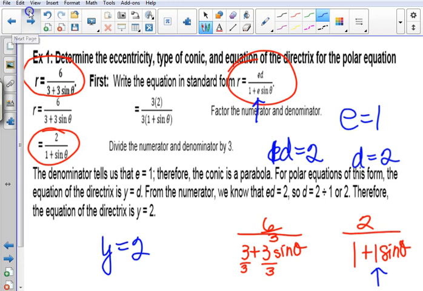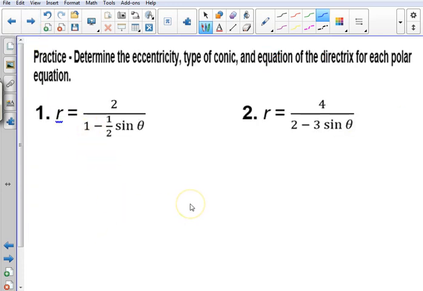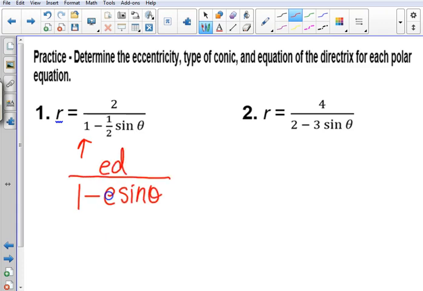Now you're just looking at me like, I don't get it. All right, let's try this one. It's not fun, huh? I think it's easy once you see the idea. You have the reference sheet in front of you. This has to be a 1. It is currently a 1. So the formula says 1 minus E sine theta over ED.